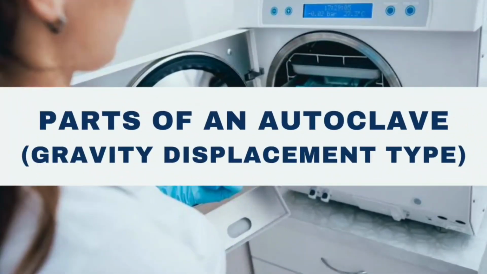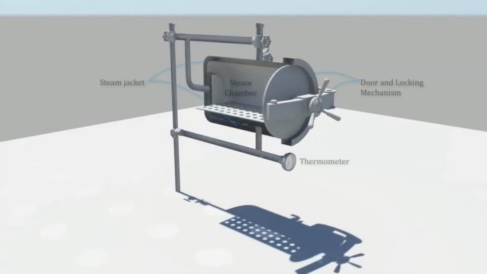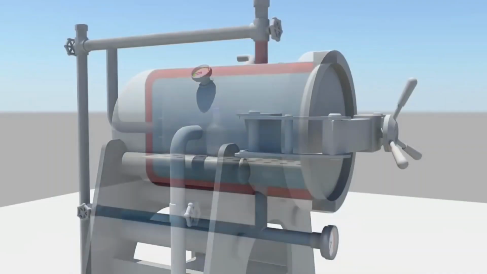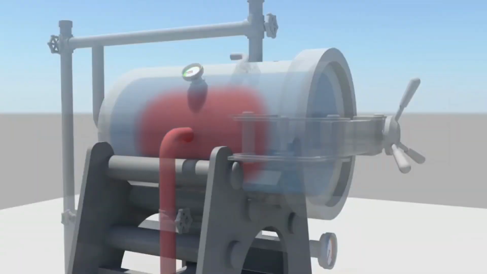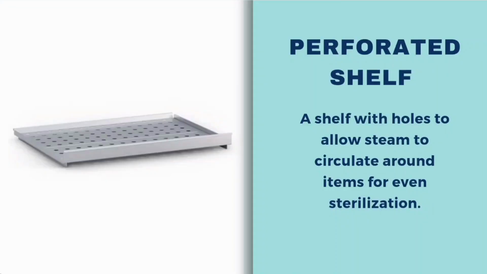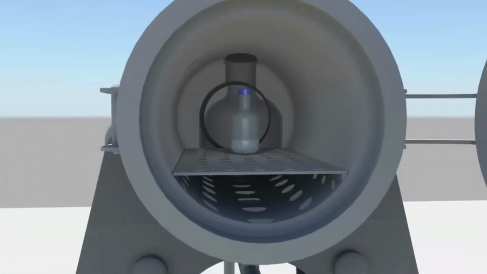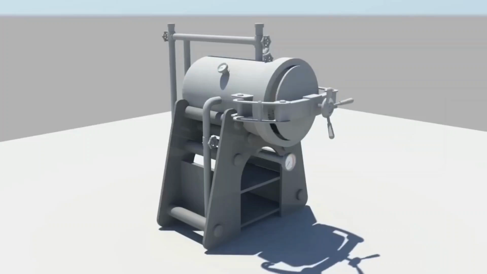Now let us discuss the parts of the gravity displacement type autoclave. The steam chamber is the main area inside the autoclave where items are placed for sterilization. The steam jacket is a space surrounding the chamber that fills with steam. Perforated shelf is a shelf with holes to allow steam to circulate around items for even sterilization. Door or locking mechanism seals the chamber to ensure effective sterilization.